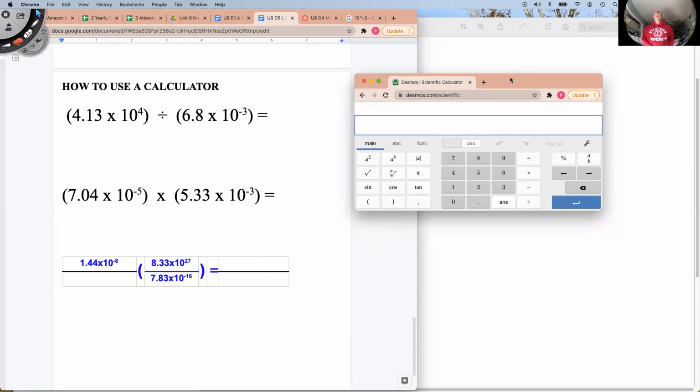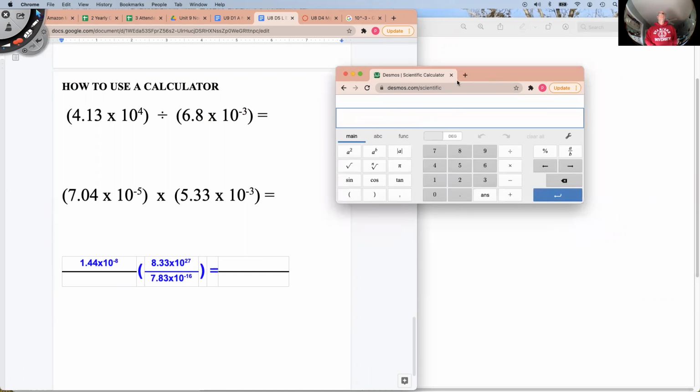All right, so I do suggest using this Desmos system. I suggest parentheses as well. So this means divided. So we're going to take the number 4.14 times 10 to the 4th divided by that number. So let's work it out here. You ready? So first thing I'm going to do, I'm going to put parentheses. I like working with parentheses.